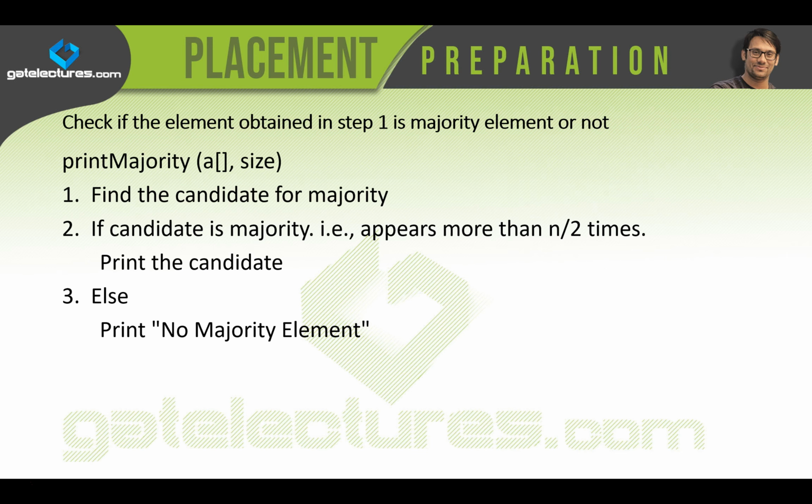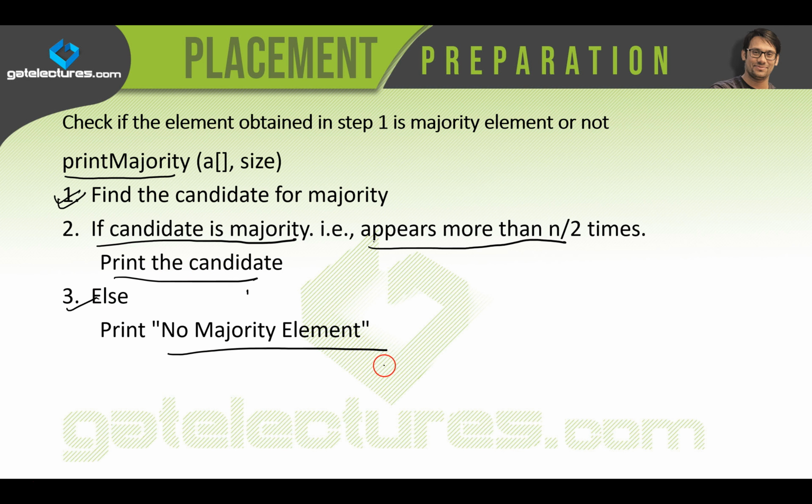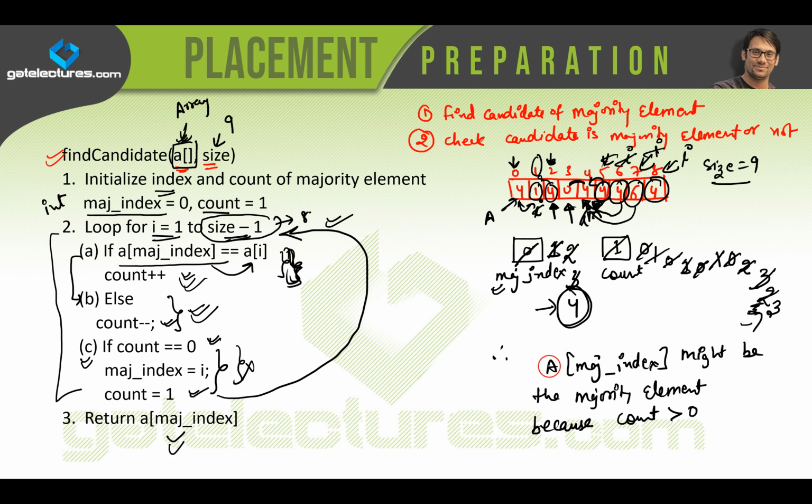Now the next step is to check whether it is a majority element or not. So till now we have implemented finding the candidate of the majority. So the next step was to print majority. Next step is: if the candidate is a majority, that is it appears more than n by 2 times, print the candidate, else print no majority element found. So in the previous case, in this entire array we found out that 4 is a majority element. So we'll write a program or pseudocode for this.